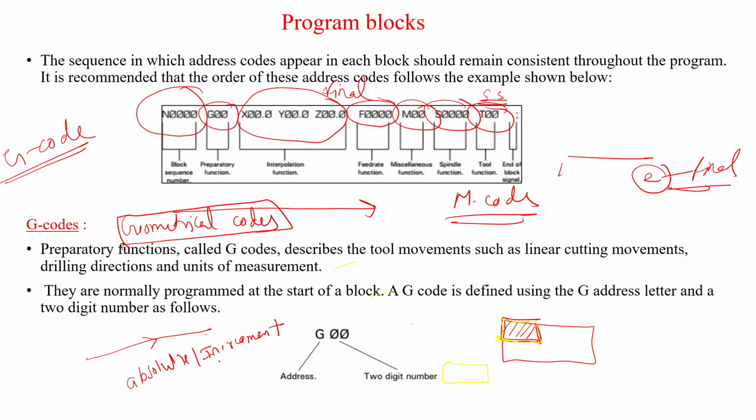You have to define this. Then you have to define, for example, here it is x equal to 0 and y equal to 0, and here it is x equal to 2 and y equal to 5. Then this dimension you have to give.